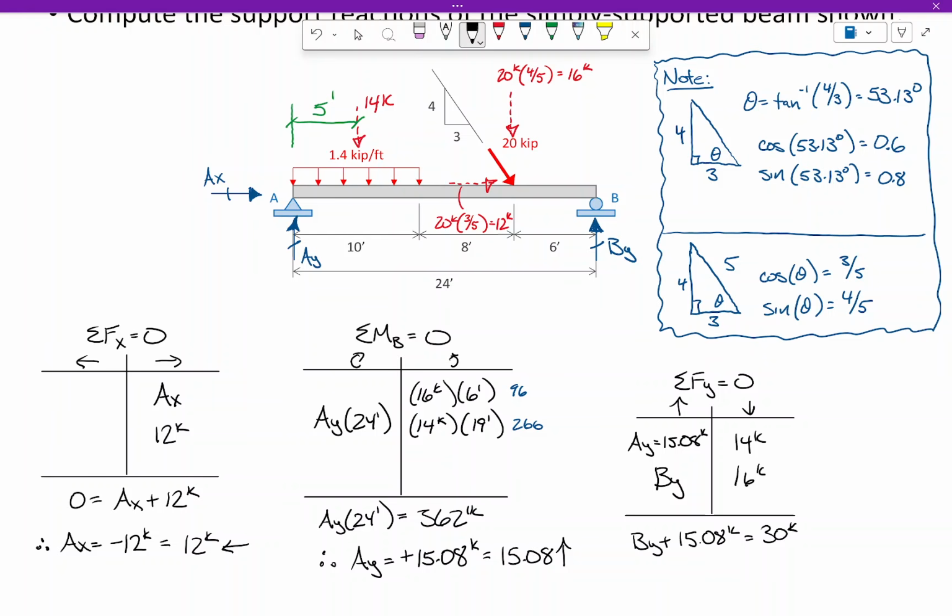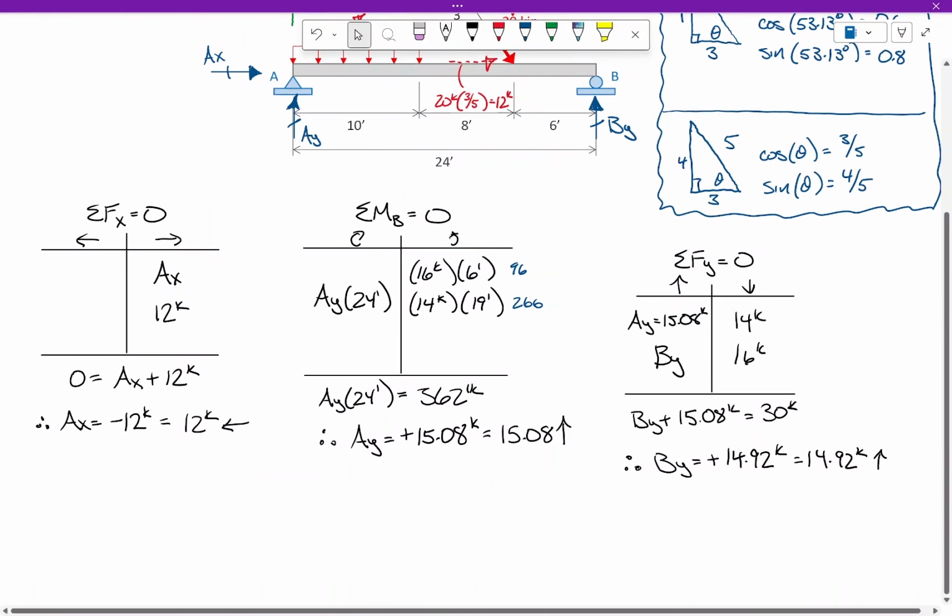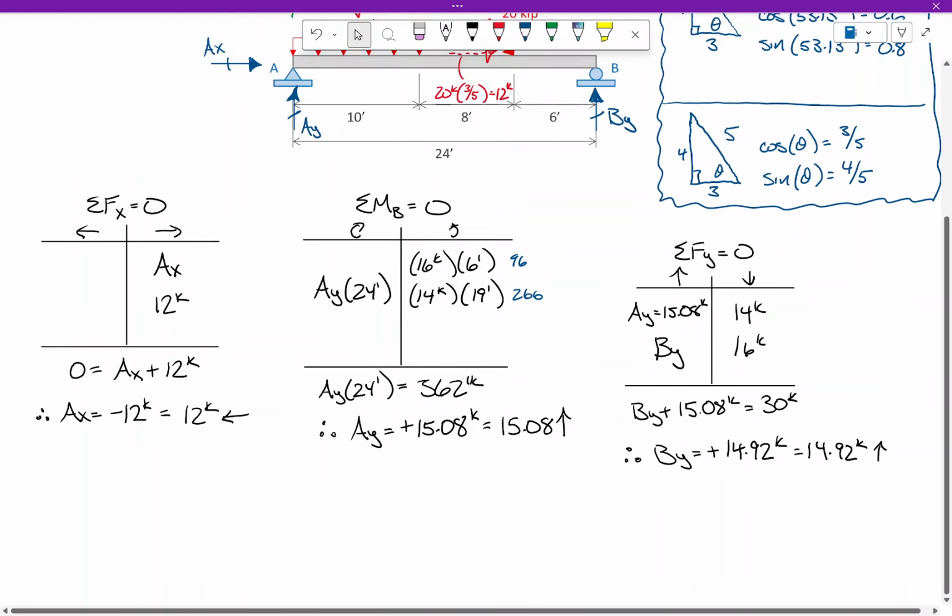Okay, I think I can do this one in my head because 30 goes into 15 twice. It's going to be about 15. Was that 14.92? Yep. Okay. So to summarize, just to put myself a little summary here.